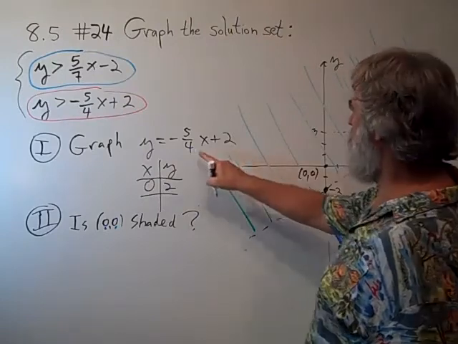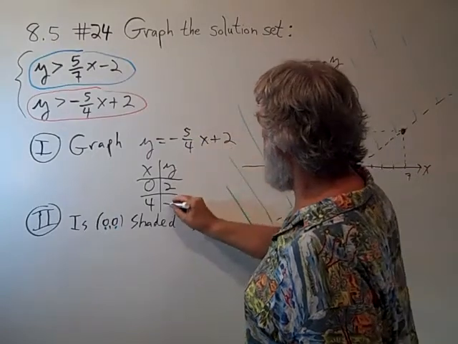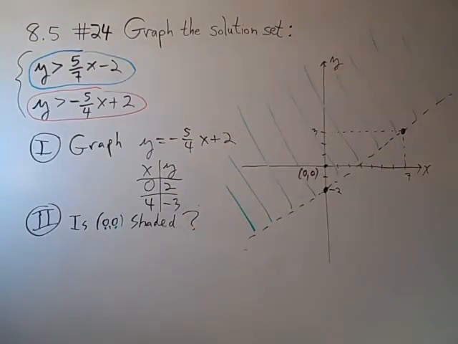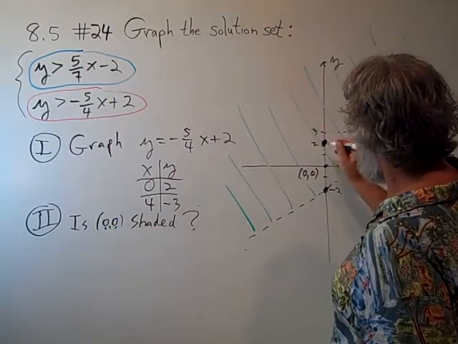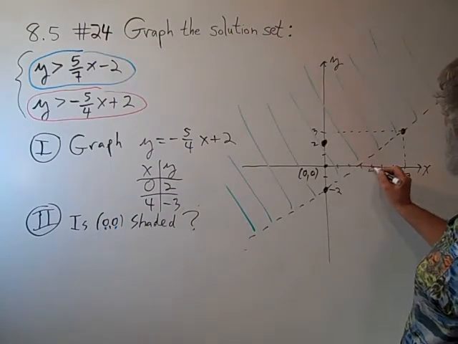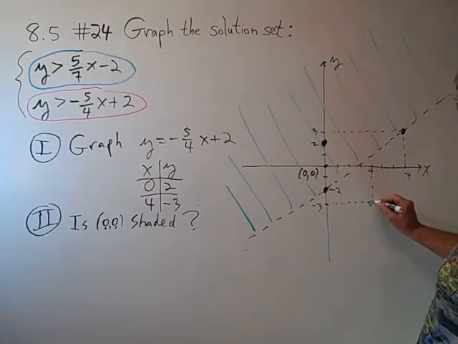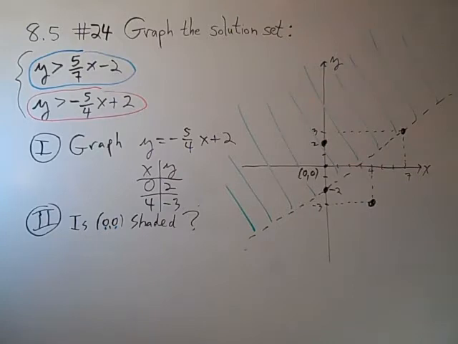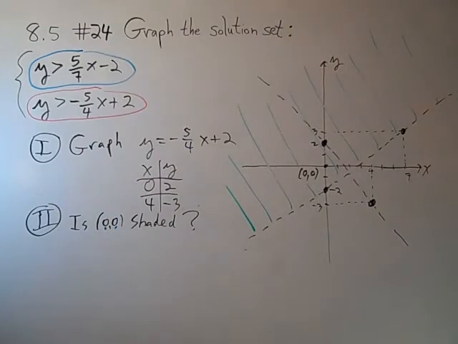And if x is equal to 4, the 4's cancel. We have -5 plus 2 is -3. So those are 2 points on that line. 0, 2 is the y-intercept right here. And then 4, go over 4, 1, 2, 3, 4. And I have to go down to -3, which lands me about here. And so our second line goes through those 2 points. Once again, it's a dashed line, because we don't include the points that are on the line as part of our solution set.